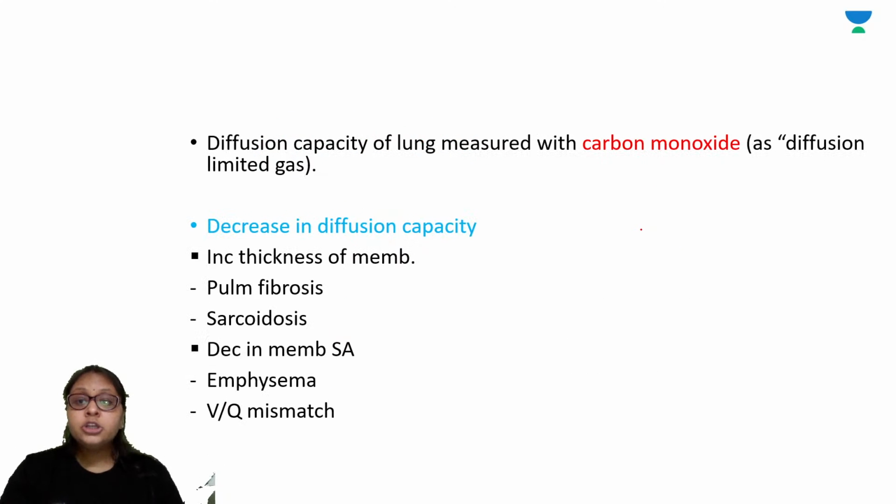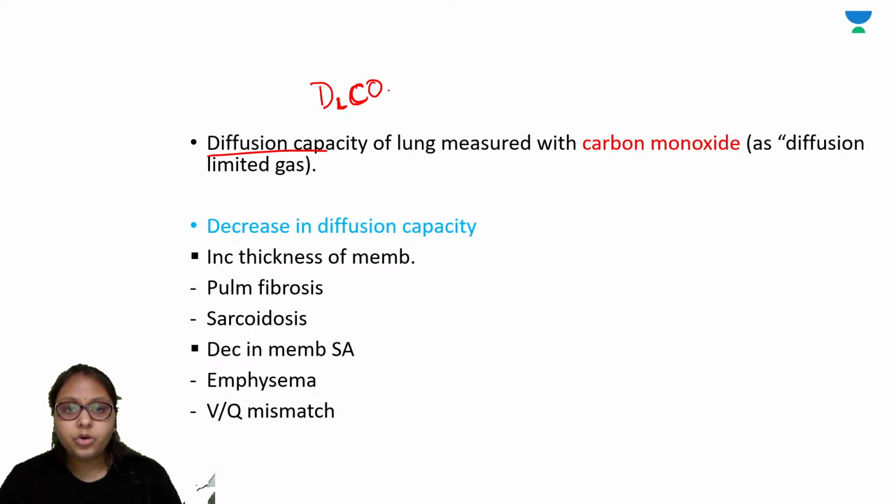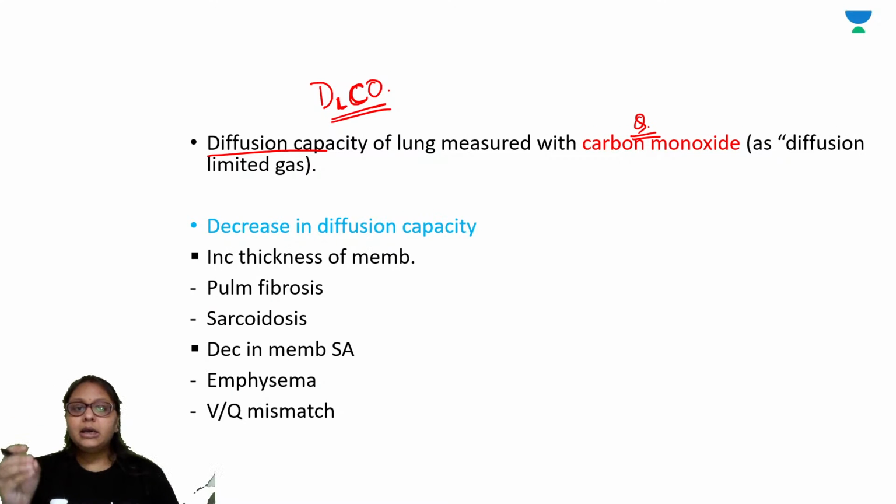of the membrane. So the next important point which comes is the diffusion capacity. Okay, the diffusion capacity of the lung, it is measured with carbon monoxide. So which gas is used to monitor the diffusion capacity of the lung? That is carbon monoxide. Is it clear? So the diffusion capacity of the lung is measured by the carbon monoxide.